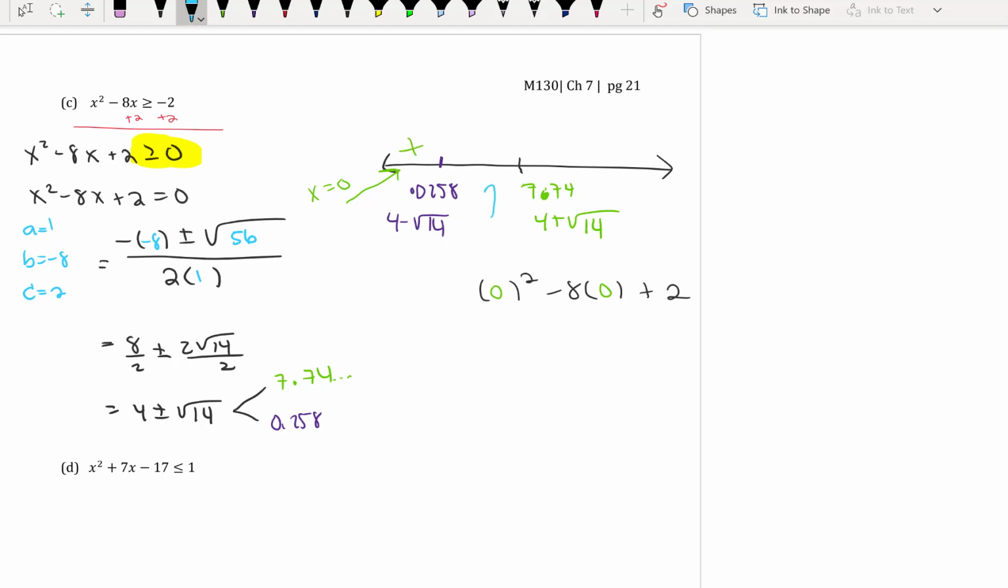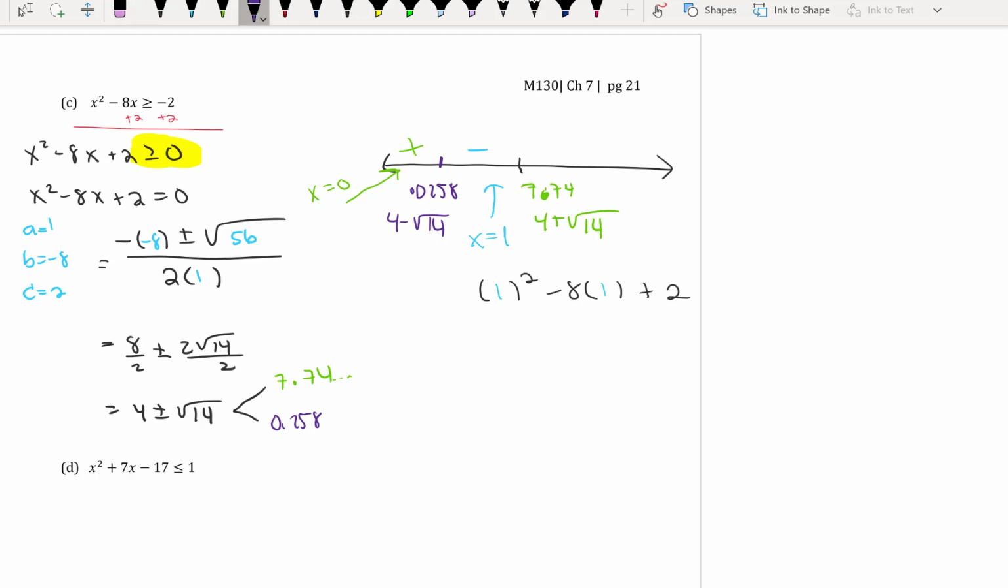So how about here we plug in x is equal to, let's say, 1, since 1 is between these two values. And 1 is a nice, easy number to plug in. So I have 1 squared minus 8 times 1 plus 2, and that gives me a negative 5. So it's a negative that I have there.